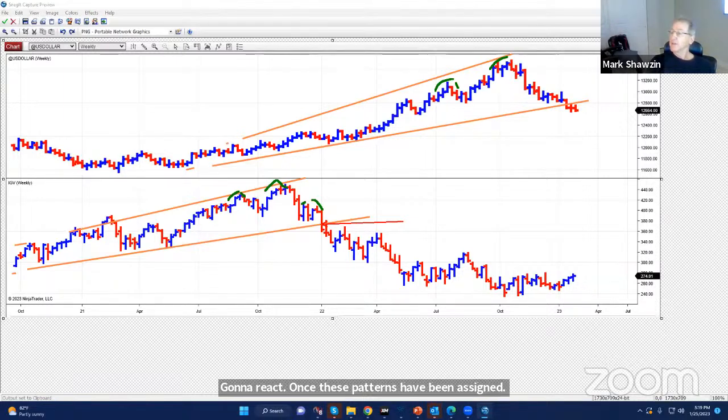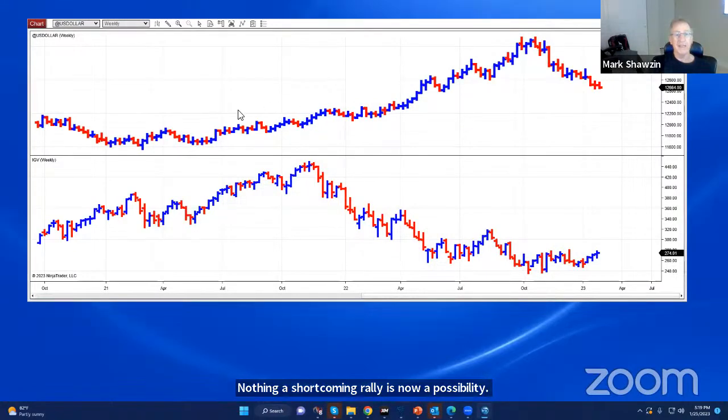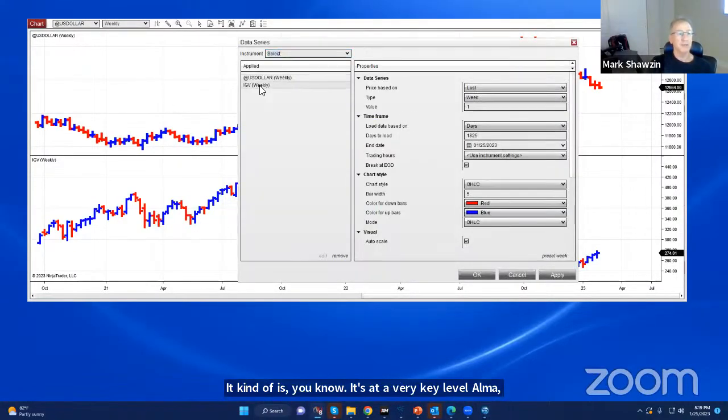It says it's interesting that you don't see that the dollar has stopped going lower. If nothing else, a short covering rally is now a possibility. It kind of is, it's at a very key level. You have to respect these levels. Let me get rid of that.